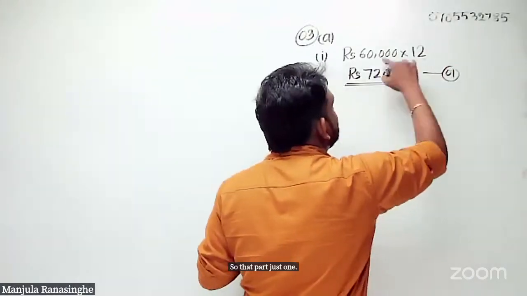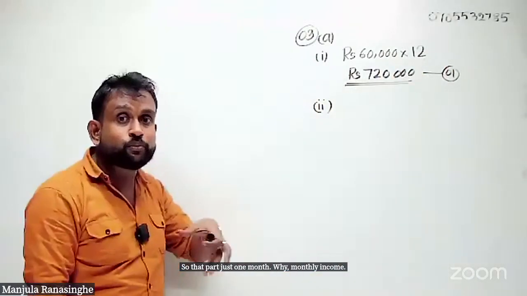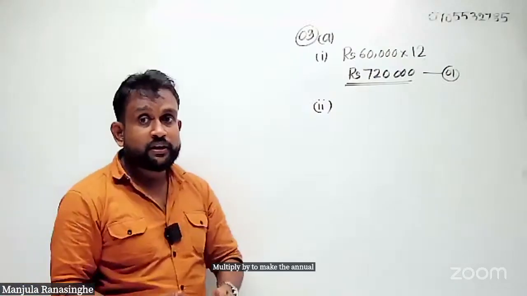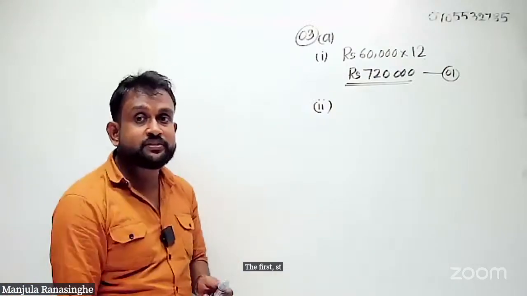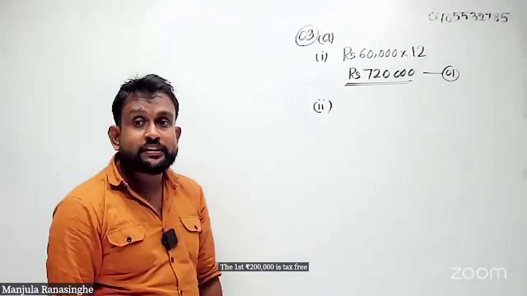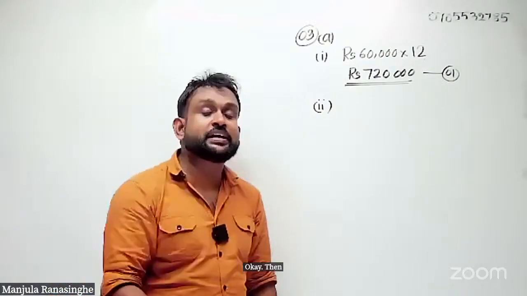Why? Multiply the monthly income by 12 to make the annual income, as there are 12 months per annum. The first 500,000 rupees is tax-free income. Okay, then find the taxable income.